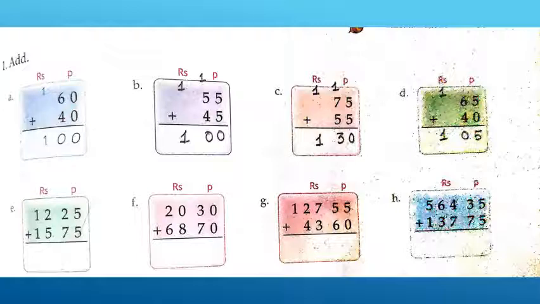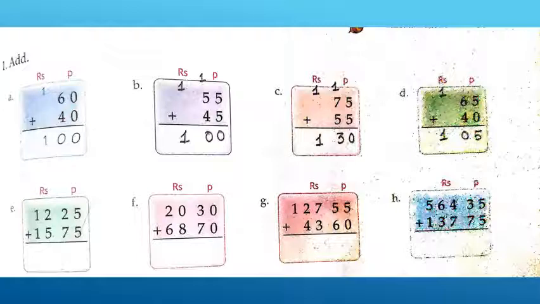Now let's see the D part. Here you have to add 65 paise and 40 paise. So 5 plus 0 is 5. Write 5 there. Now 6 plus 4 is 10. So children, write 0 there and rupee 1 is carry. Now under the rupees column only 1 is there. So write 1. Now children, your answer will be 1 rupee 5 paise.